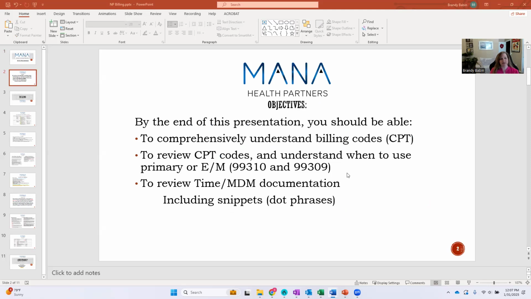Our objectives today, at the end of this presentation, are to be able to comprehensively understand billing codes, or CPT codes, to review CPT codes and understand when to use primary or evaluation management codes 99310 and 99309. And then we're going to review time or MDM documentation, including snippets. Leveraging snippets or dot phrases to streamline documentation for both time-based billing and MDM billing methods not only helps the note, but it also adjusts it to be more personalized for each additional patient.